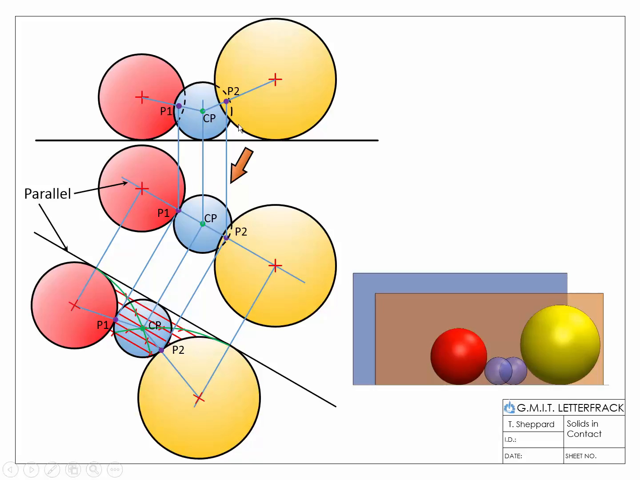So here we have a sphere that meets all the conditions that we need. It's resting on the horizontal plane, it's touching off sphere A, sphere B, and it's the smallest possible sphere. So because it's along this line here, center to center, we know that it's going to be the smallest possible sphere.